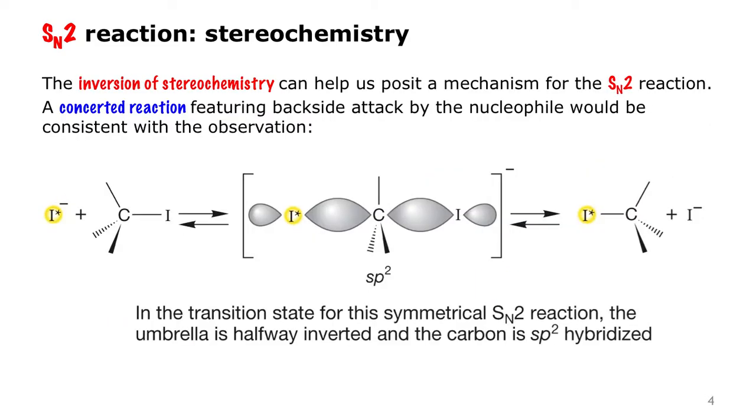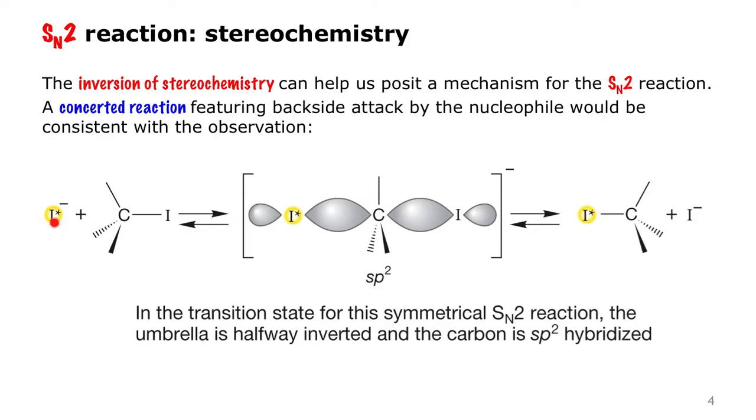So this inversion of stereochemistry can help us propose a mechanism for how the SN2 reaction occurs. And that proposal, which is borne out by experiment, is that this is a concerted reaction, meaning the bond making and bond breaking happen at the same time, that features a backside attack of the nucleophile and formation of a bond with the incoming nucleophile and breaking of the bond with the leaving group. You can imagine a curious scenario where you have iodide replacing an iodine. But nevertheless, this can occur.